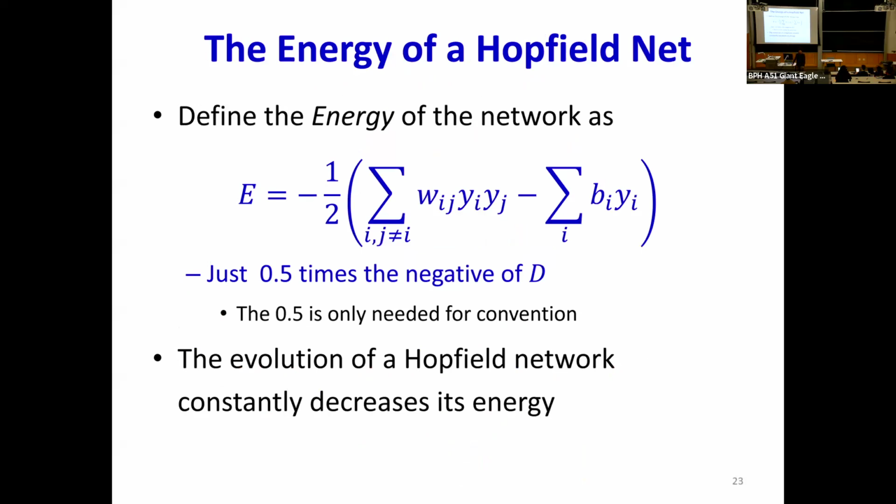Why the minus half? It's a matter of convenience, but also because if you think of how much d increments by any time a neuron flips, there's a factor of 2. The minus half cancels the factor of 2, so you get nice unit values, right? Okay, so this energy E is minus half of the d term I just described. So d always increases when the network evolves, when any neuron flips. So alternately, you can say this energy E, which is the negation of d, decreases. So the evolution of the Hopfield network constantly decreases its energy.